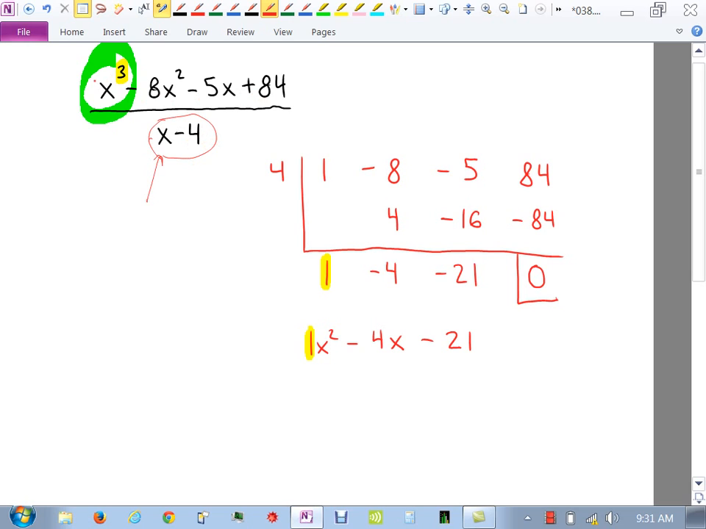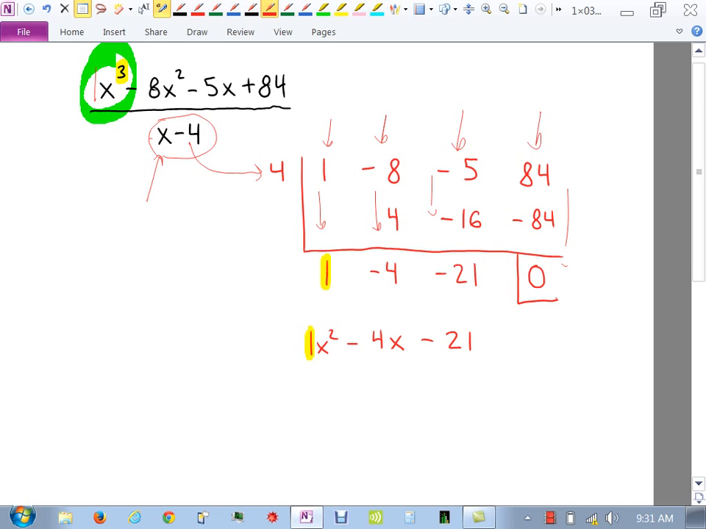So we take the numbers. Let's see, there's a 1 in front of the x cubed. That's here. We take the negative 8 in front of x squared. That's here. The negative 5 in front of x. And then the 84 right here. On the outside, we do the opposite of negative 4, which is 4. Okay, go straight down. Here's 1. 4 times 1 gives us 4. Add straight down, negative 4. 4 times negative 4 is negative 16. Add straight down, we get negative 21. 4 times negative 21 gives us negative 84. Add down, get 0. So what we know is that the three numbers we got here represent our answer.